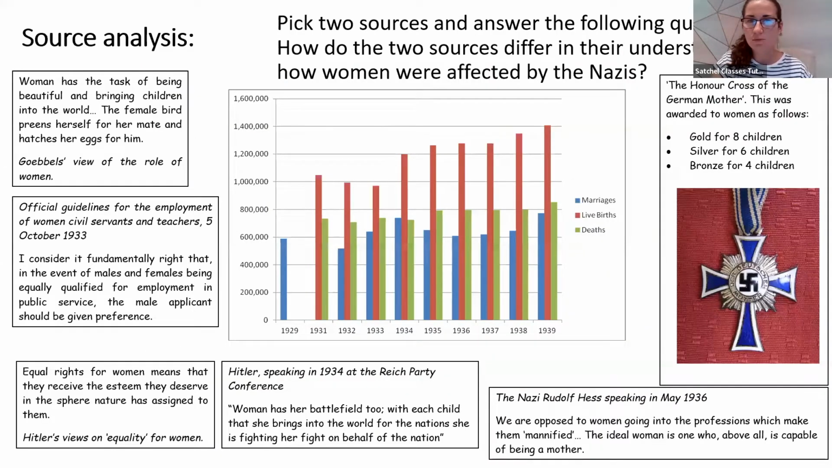Okay, and here's some more sources for you. So you can have a look and see, actually, are these sources saying that Nazi policies towards women were successful? Were women affected positively, negatively by the Nazi policies towards women? So pause the video, give each one a read, and pick two sources and answer the following question. How do these two sources differ in their understanding of how women were affected by the Nazis?